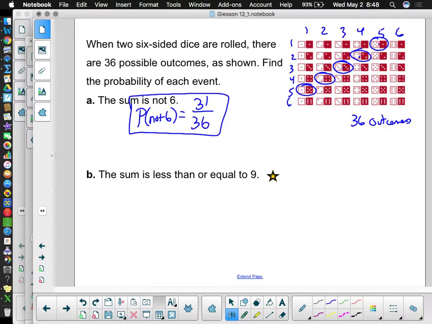How about the sum is less than or equal to 9? This is what I'm going to have you do on your own. So count how many are less than or equal to 9. Now, instead of counting how many are less than or equal to 9, it might be a lot easier to count the ones that are 10 or more and subtract that again, right? So I'm going to have you do this one as one of your questions for today.